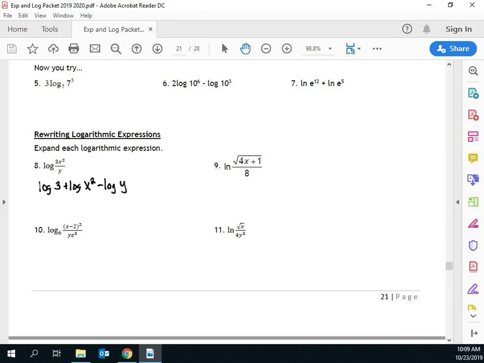And then finally, one last thing: when you're expanding, guys, you cannot have any arguments raised to a power. What do you think we're going to do with that 2? Move it to the front. So you end up with log of 3 plus 2 log of x minus log of y. It's minus log y because it's divided by y. Do you see that? Okay.